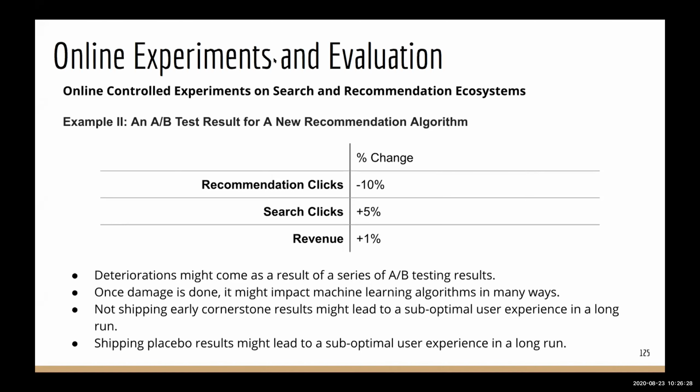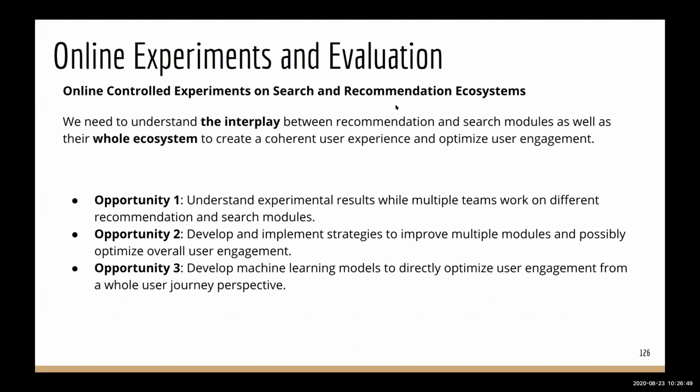And this could also be a spurious result, right? Because this revenue may not be truly improved. It might be a false positive. So how do you know, from this one example? So this leads us to a problem where we want to understand the interplay between different modules on the site with regard to session-wide metrics.